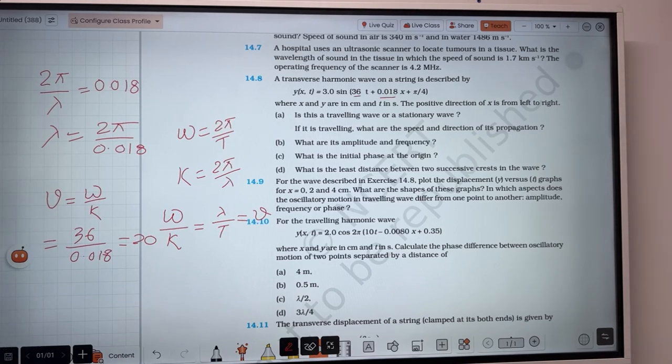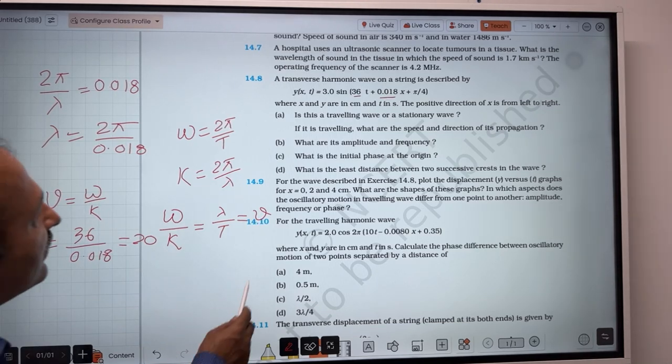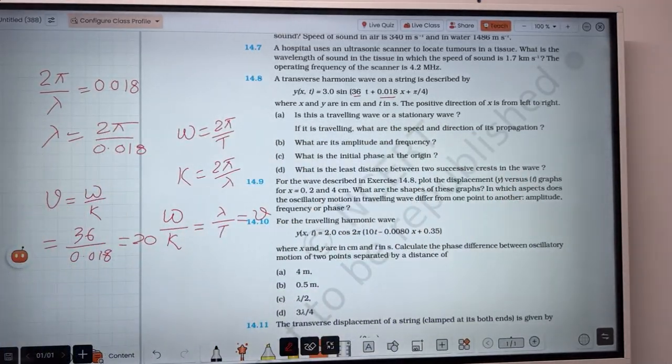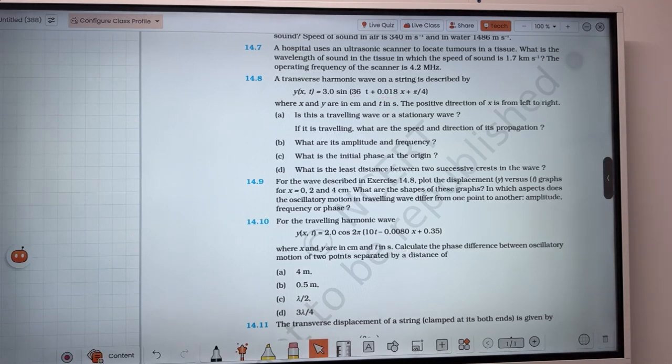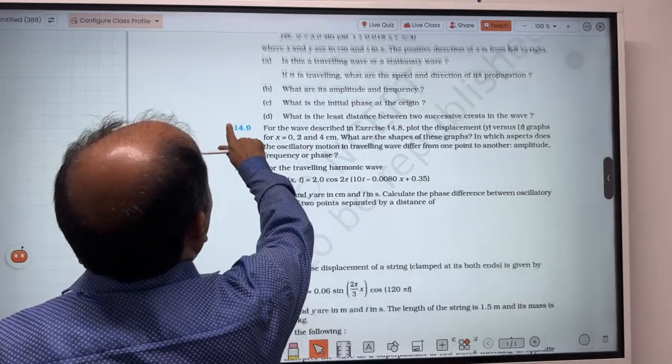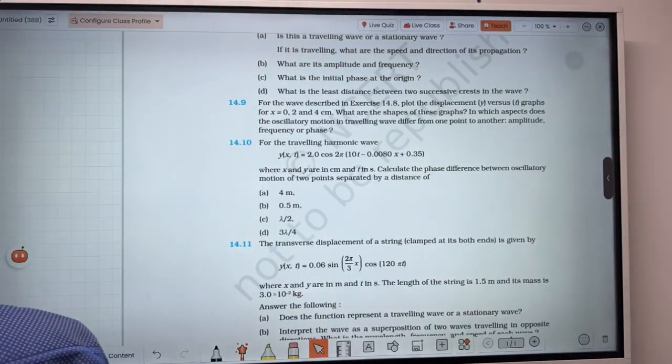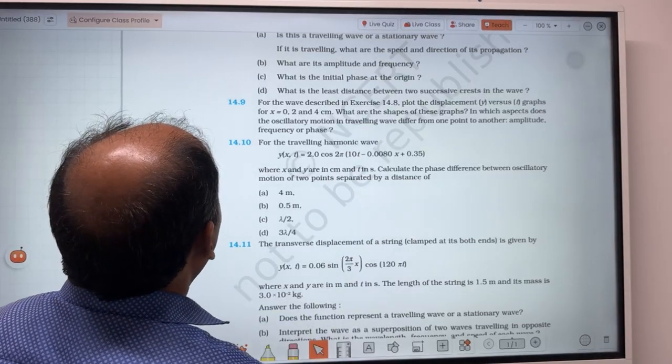And one more thing we need: wavelength we have already evaluated, and the least distance between two successive crests is the wavelength. So we have got all points. Now we are going to see the next question. In question number 9, we have to plot a graph, so that you can do.